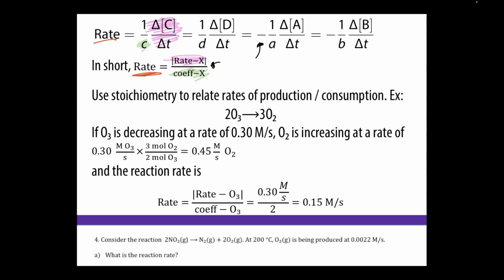Again, for reaction rate, just plugging in for rate of X is rate of O3, so 0.3 molar per second O3. The coefficient on O3 is 2, so that goes down there, and that gets us 0.15 molar per second as the reaction rate. Remember, that's the same no matter what species you use. So if we wanted to use O2 here, we could do 0.45 molar per second of O2 and divide by 3, since O2 has a coefficient of 3, and it gets us our same 0.15 molar per second for the reaction.